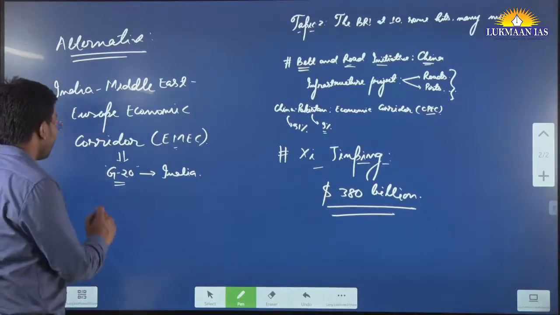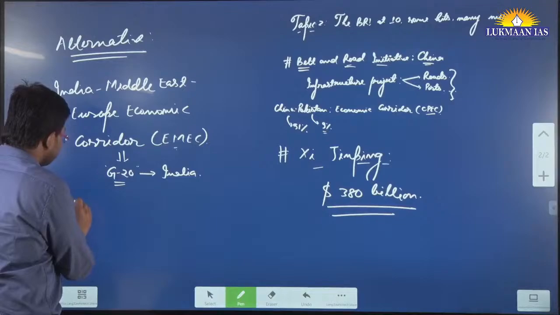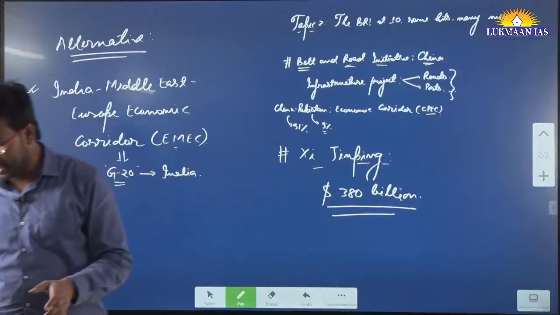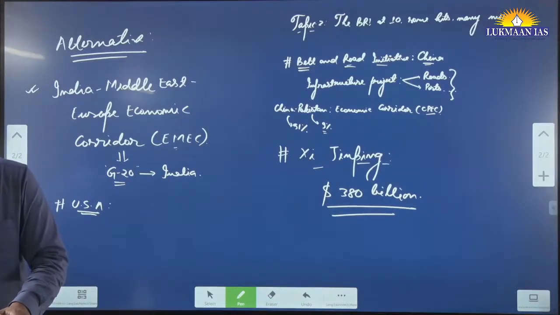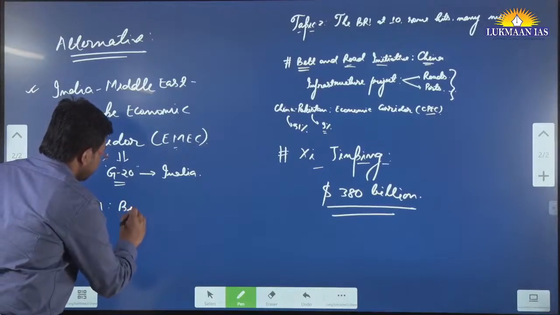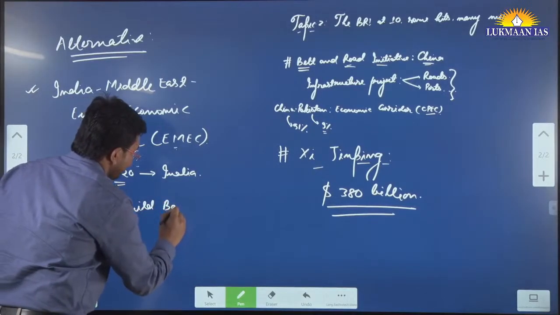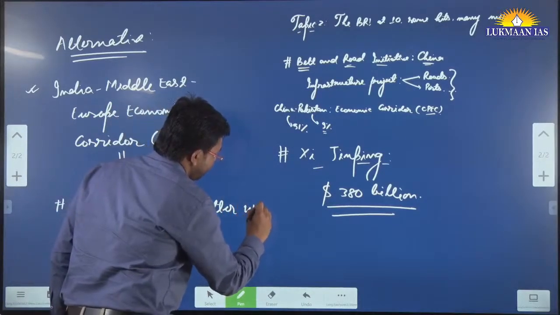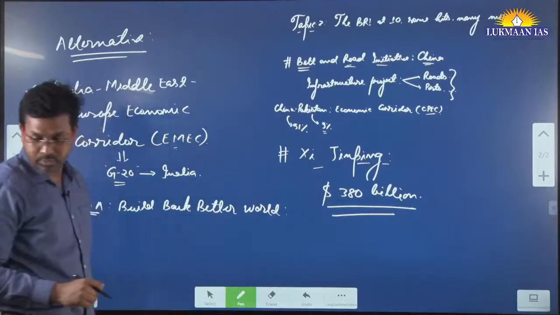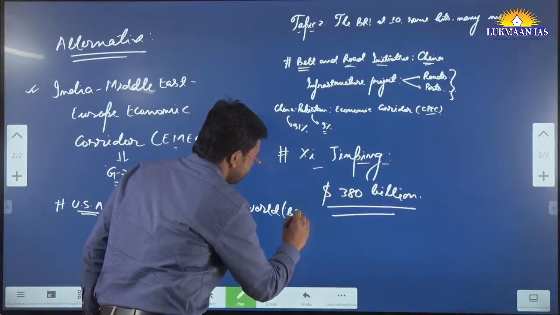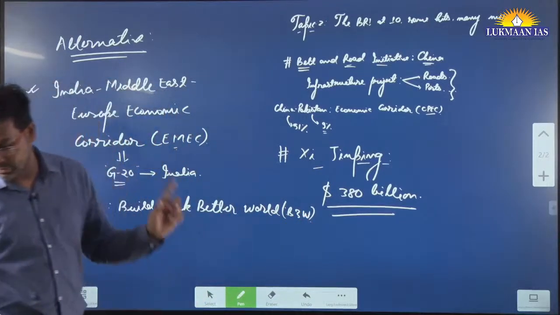Apart from this, if we talk about similar projects by other countries, the United States of America, USA, has also initiated a project, and the name of that project is the Build Back Better World Initiative. Okay, so they have an initiative which is known as Build Back Better World Initiative, in short known as B3W, of the United States of America.